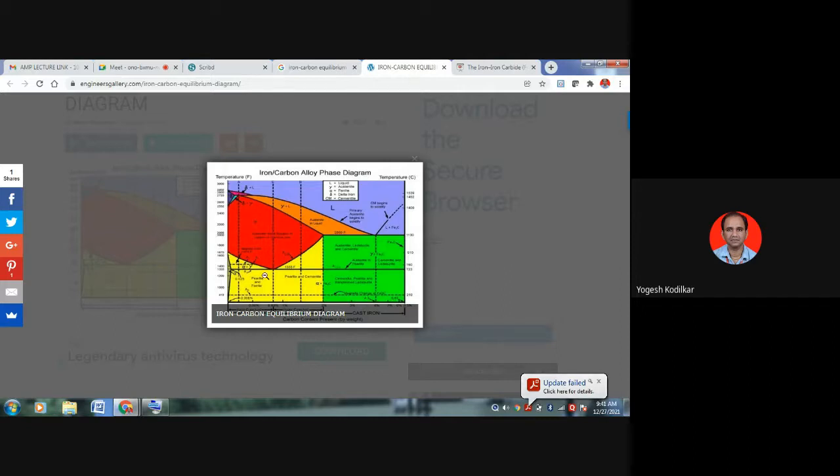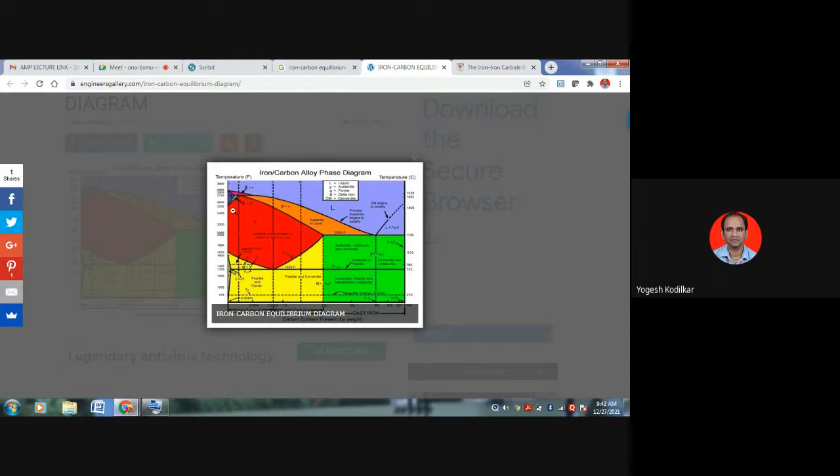temperatures. Three temperatures, like the 727 degrees Celsius constant temperature line. Then around 1500 degrees Celsius there is a medium temperature line, and at this higher temperature, around 1300 or 1400 degrees Celsius, there is a high temperature line. So these are the three critical temperatures.